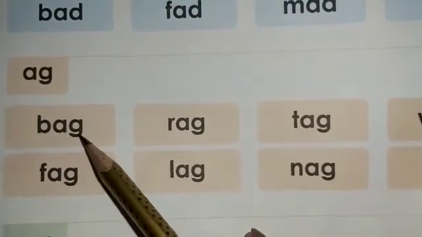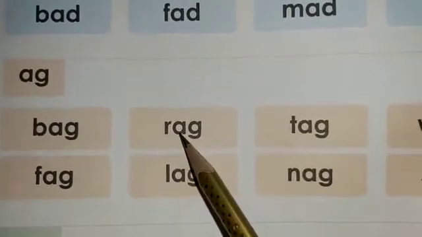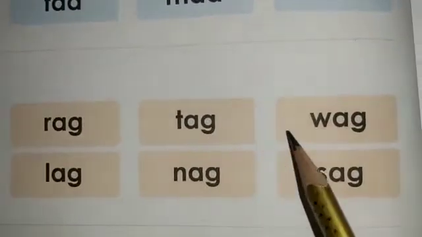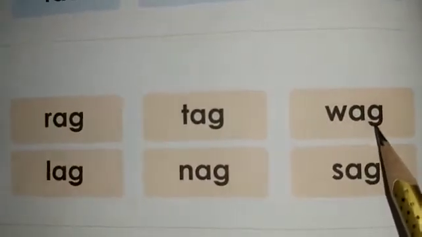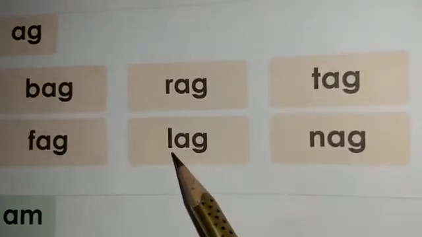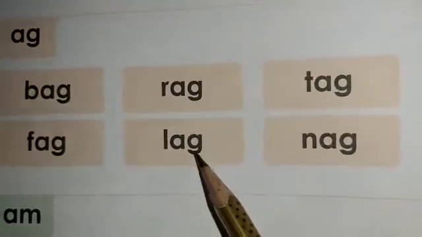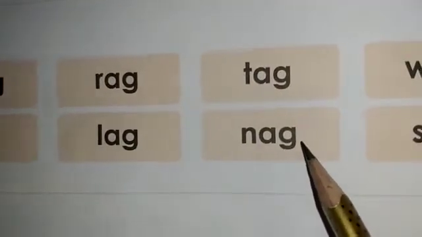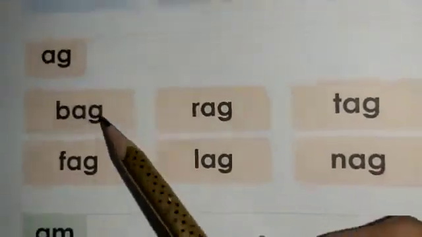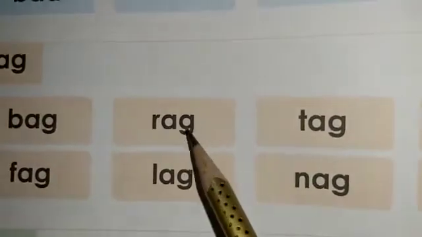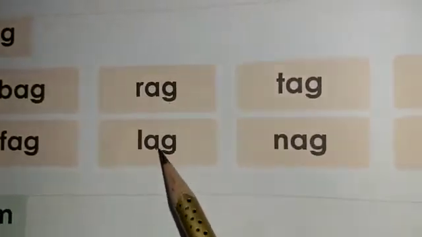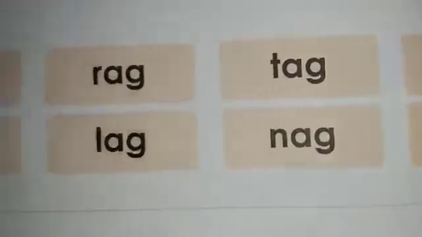Bag, A-G-G. Bag. Rag, A-G-G. Rag. Tag, A-G-G. Tag. Wag, A-G-G. Wag. Fag, A-G-G. Fag. Lag, A-G-G. Lag. Nag, A-G-G. Nag. Sag, A-G-G. Sag. So say it with me. What are the words? Bag, rag, tag, wag, fag, lag, nag and sag.